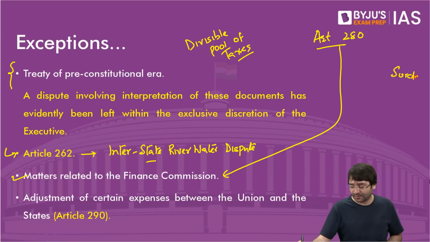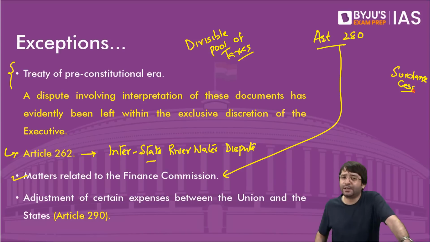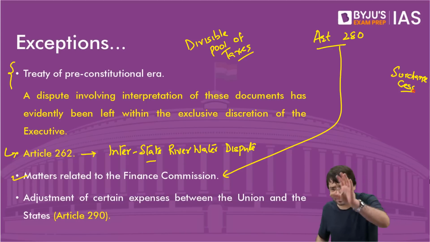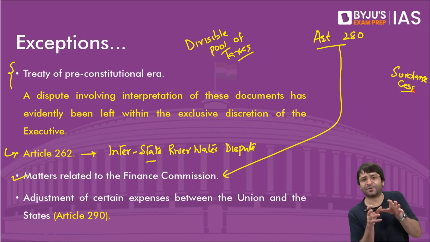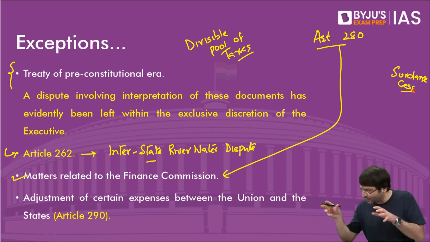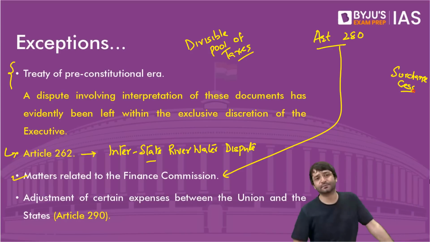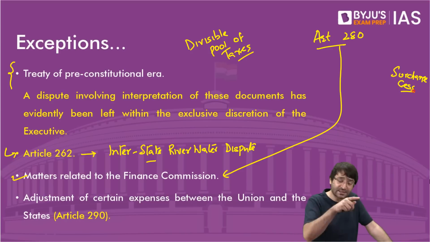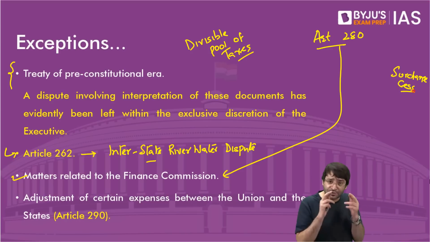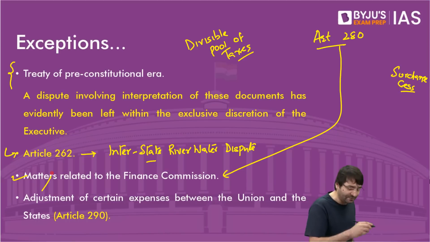Surcharge, for example, cess, for example, is not shared with the states. So when the center imposes a surcharge, when the center imposes a cess, those are not part of the divisible pool of taxes. That means whatever money is generated by the government of India by imposing surcharge or cess is not shared with the states. Income tax is, corporate tax is. But on what basis? What is the formula? That is decided by the Finance Commission.